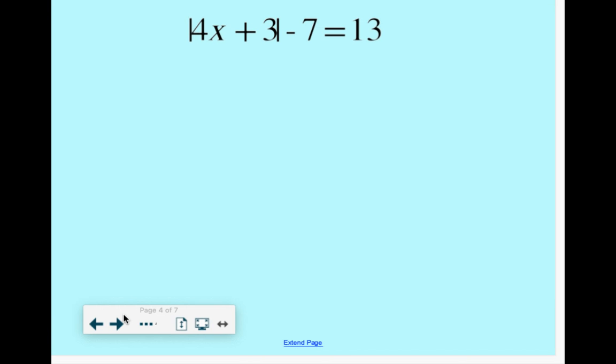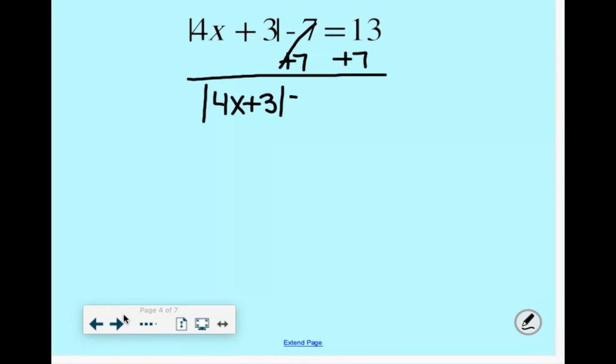Okay, so here's our first example. Which of the numbers are outside the absolute value? Yeah, -7 and 13. So we're going to move that negative 7 to be over there with the 13. That's what I mean by isolating. Negative 7 plus 7 crosses out. Keep that 4x plus 3 inside the absolute values. And then 13 plus 7 is 20.